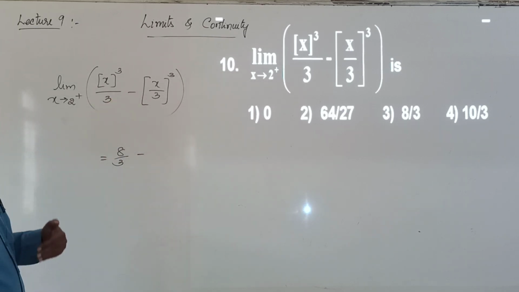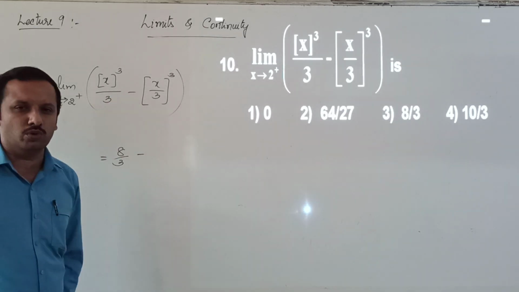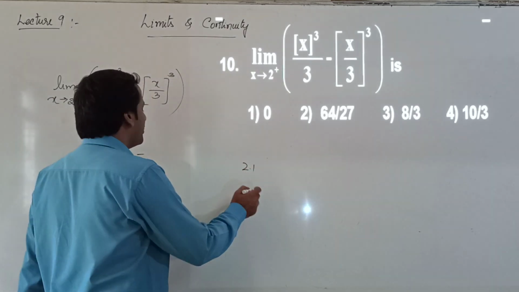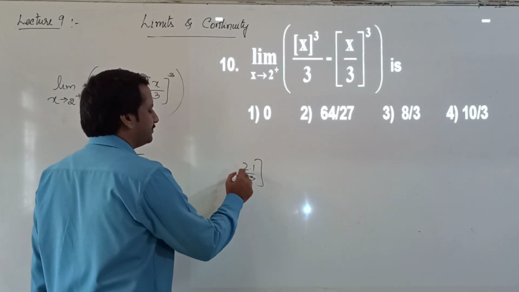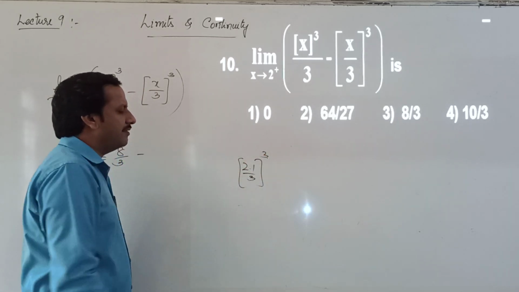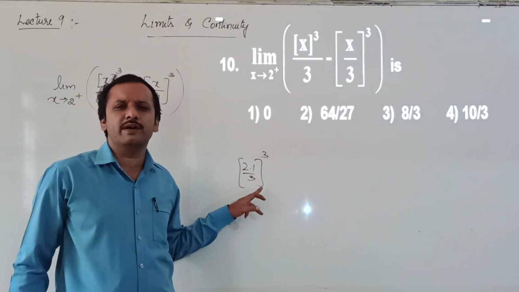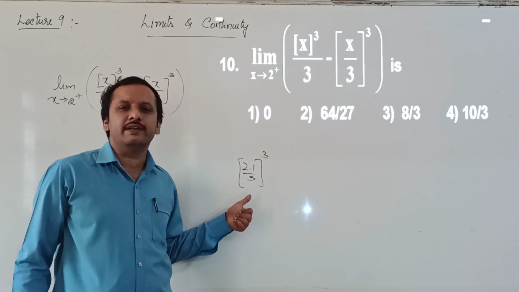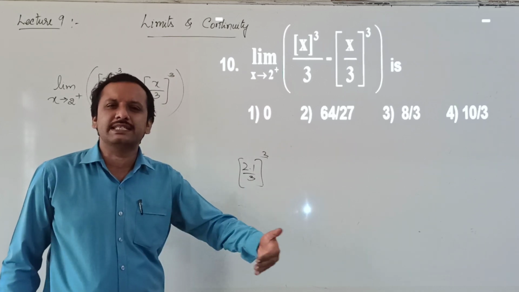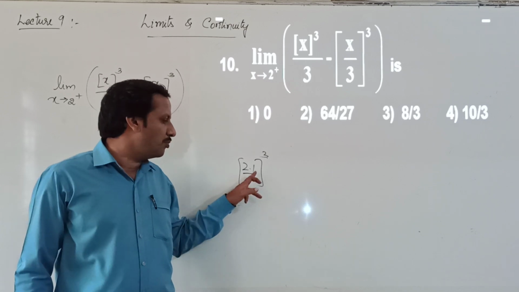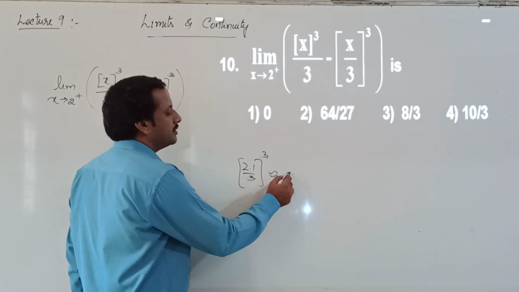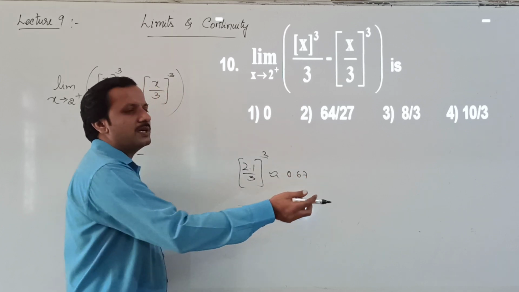What happens to this? Step of x by 3: x is coming close to 2, which means x takes the values say 2.1, so 2.1 by 3, or 2.101 or 2.001 etc. What is the value of 2 by 3? 2 by 3 is 0.666, right? So 2.1 by 3 may be approximately equal to 0.67 or 0.68.